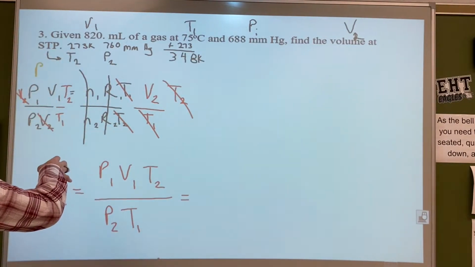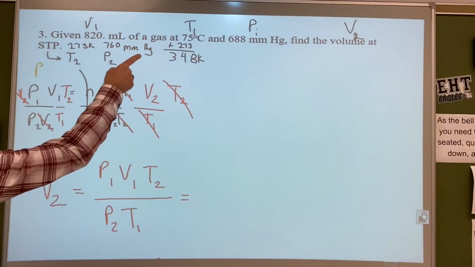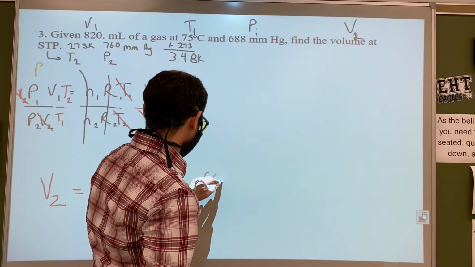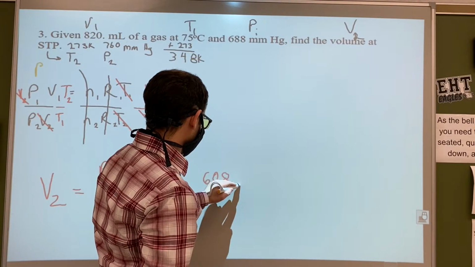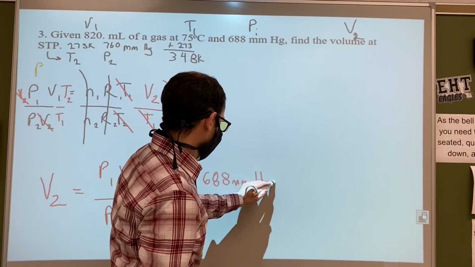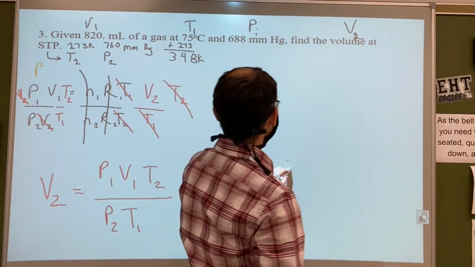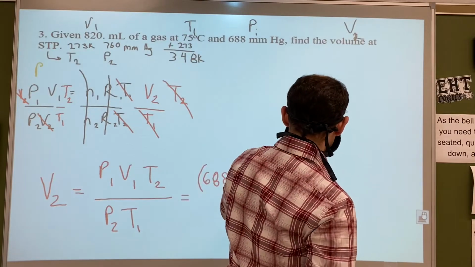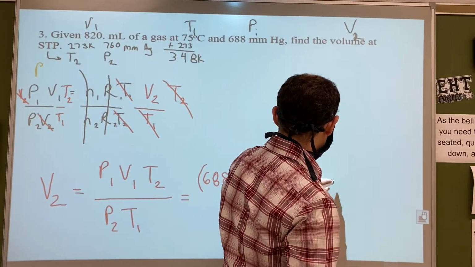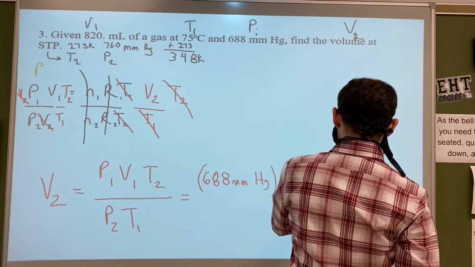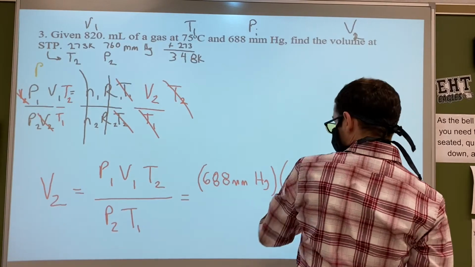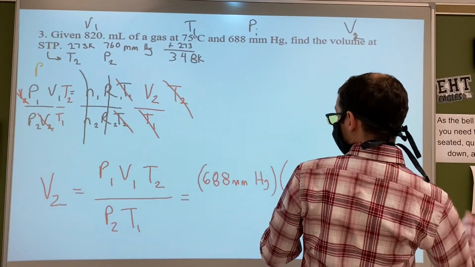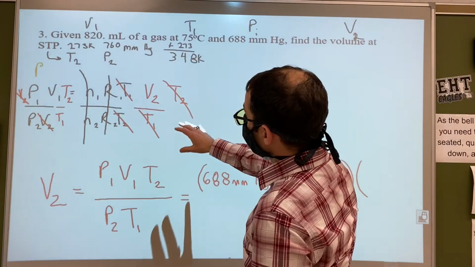All right, so let's plug in some numbers. P1, what's our first pressure? 688. What is our V1? 820. And that's in milliliters. Again, because we're not using R, we don't need to convert all this stuff. The only thing we need is the temperature to be in Kelvin.